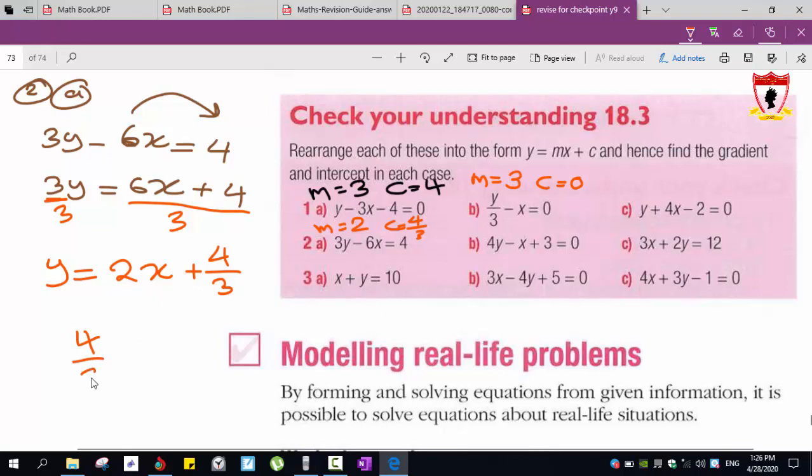4 over 3 as decimal is 1.3 and the 3 is repeating, so it's a recurring decimal number. But this fraction is okay. Now we got the answer. Let's do question 2c. Question 2b is your task.